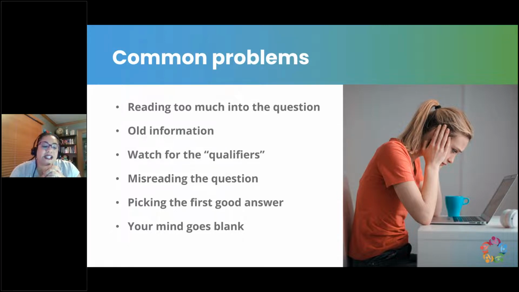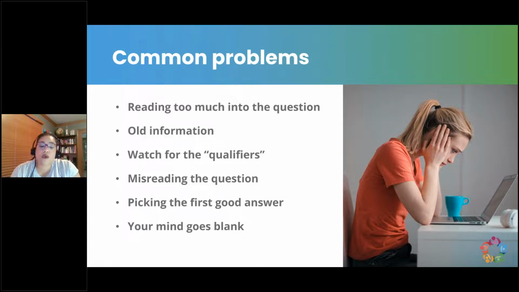And that might seem obvious. However, I have missed questions that I knew the answer to because I didn't really pay attention to what they were asking, such as, what would you do best? Or what is the best solution? Or what would you do next? So, as Angela said, reread the question before you make your final selection.